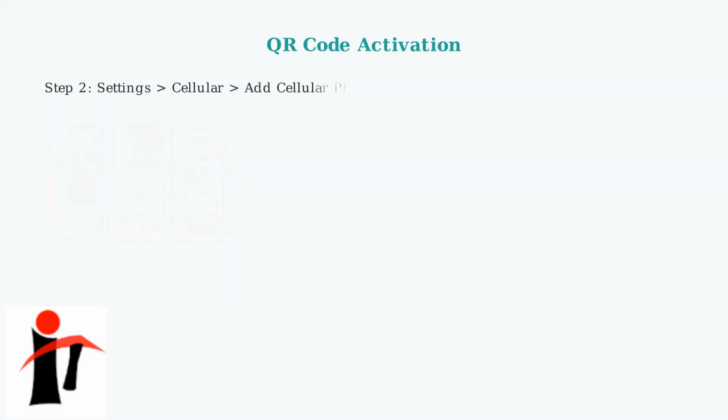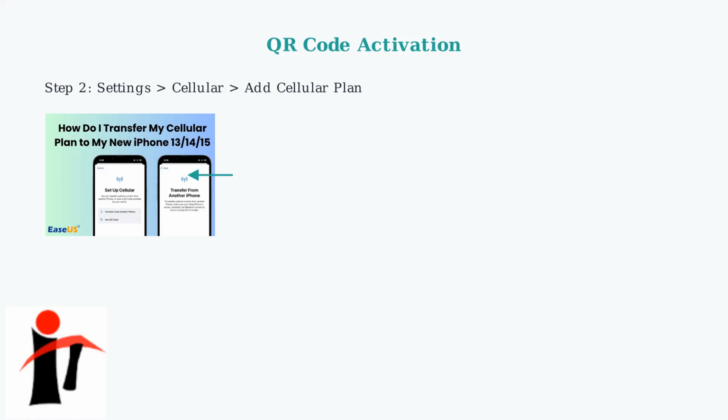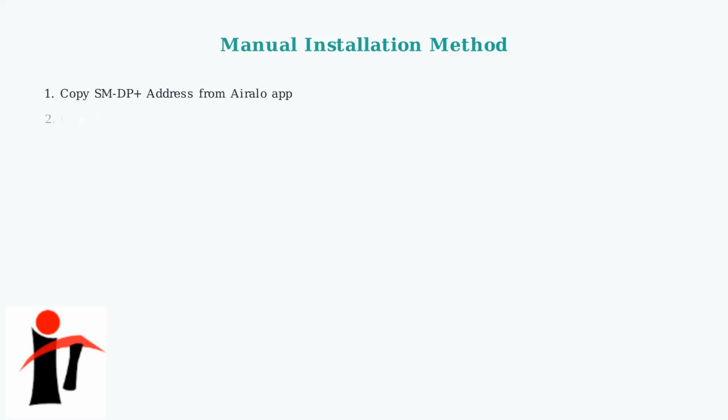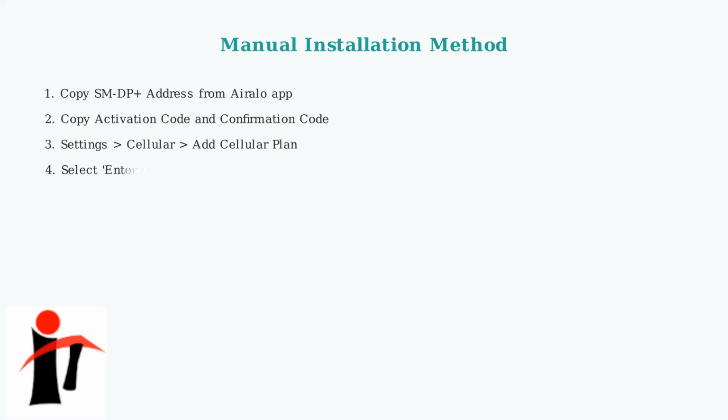Next, go to your iPhone settings, select Cellular, then Add Cellular Plan. This will open your camera to scan the QR code. Scan the QR code from your Airalo app, and the eSIM profile will automatically download to your device. This process typically takes 2 to 5 minutes. If QR code scanning doesn't work, you can use manual installation. This method requires copying specific codes from your Airalo app.